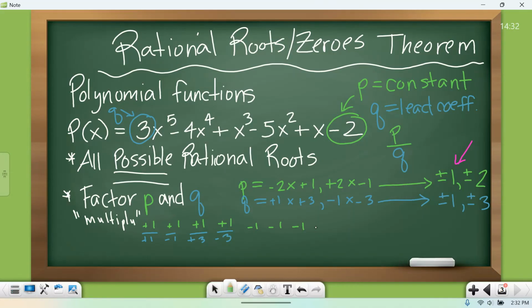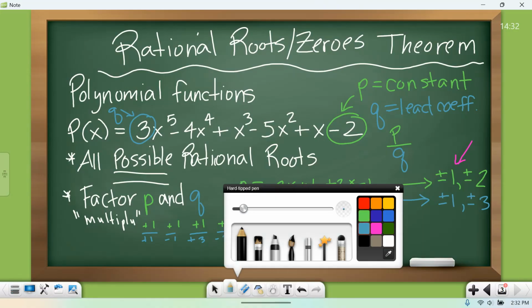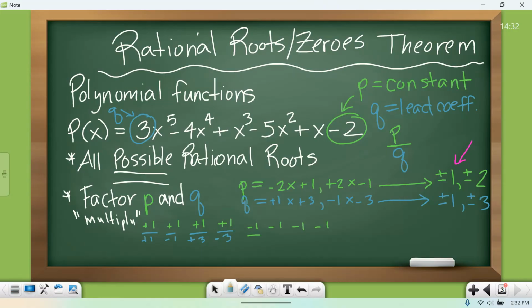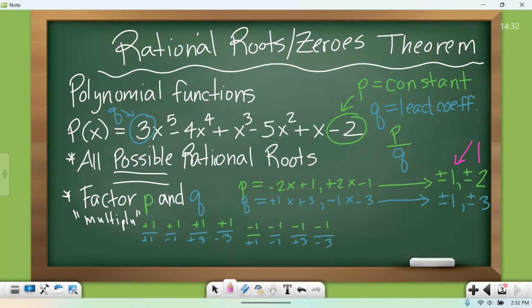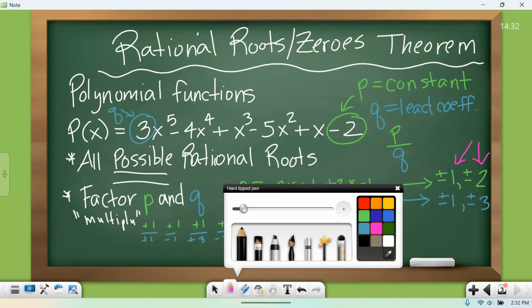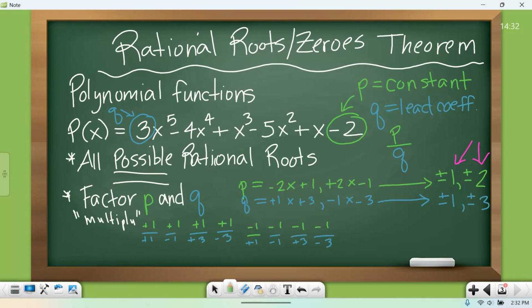So guess what I have to do again? I have to create all those combinations again with -1. So I have positive 1 could be on the bottom, -1 could be on the bottom, positive 3 could be on the bottom, or -3. You see how much of a hassle that is? Well, now what am I going to do? I've done the positive and -1s. Now what do I have to do? The positive and -2s.